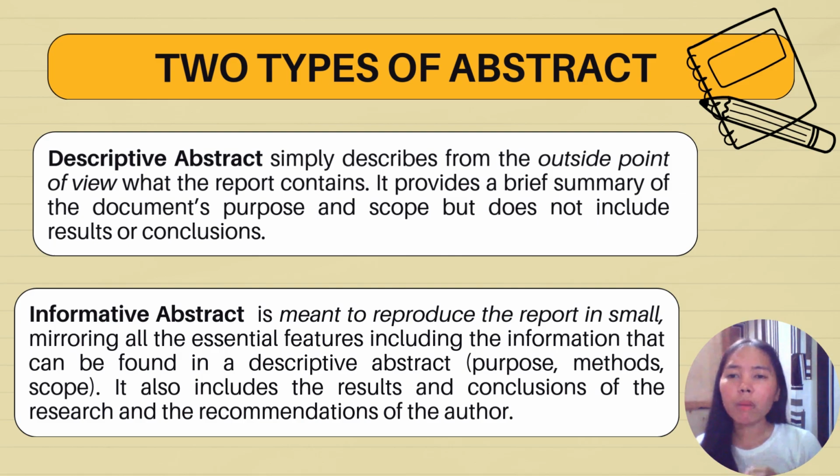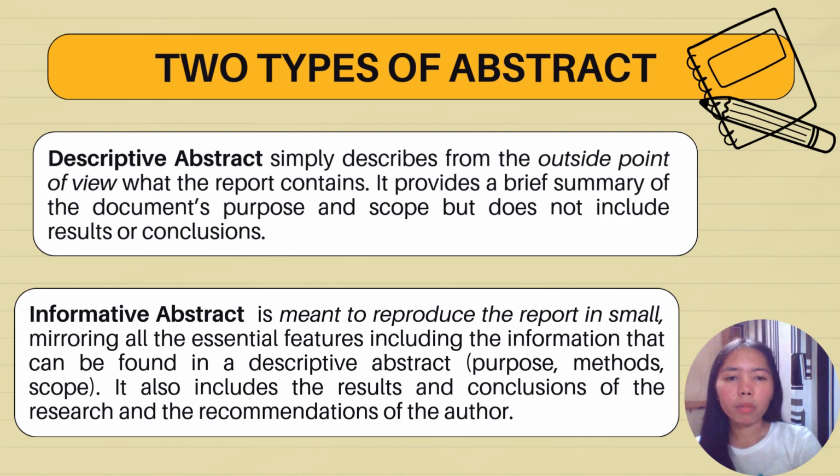A descriptive abstract simply describes, from an outside point of view, what the report contains. It provides a brief summary of the document's purpose and scope, but does not include results or conclusions. A descriptive abstract tells you what the research is about, including its purpose, methods, and scope, but it doesn't give any opinions, results, or conclusions. Think of it as a quick preview or outline that helps readers understand what the work covers. It's usually very short, around 100 words or less.